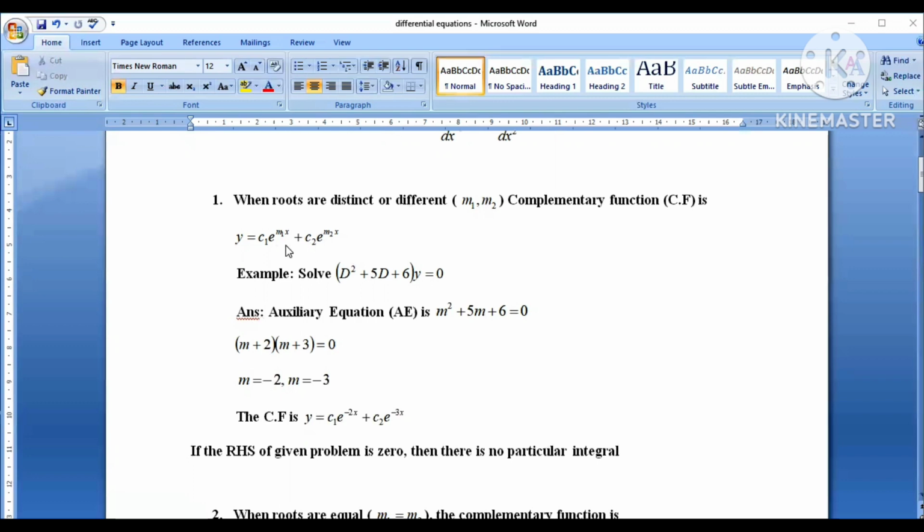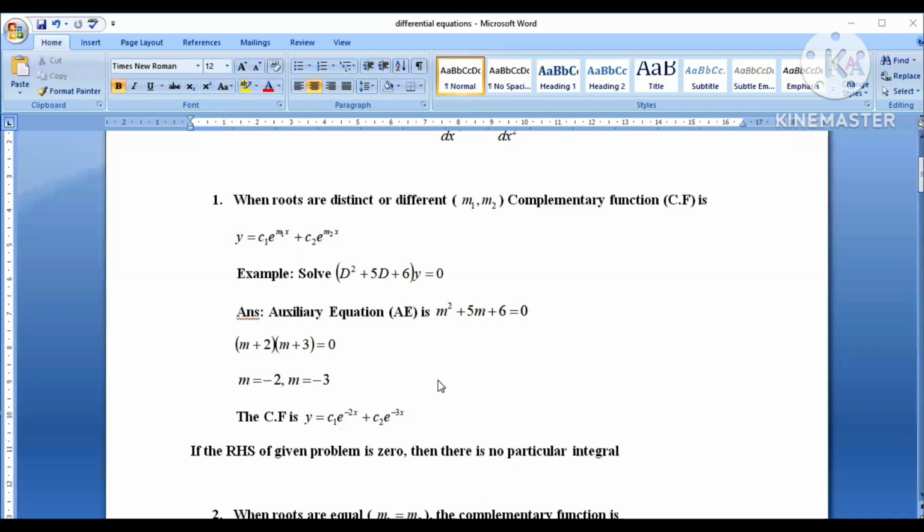First you have to write the answer: the auxiliary equation is m square, for d you have to apply m. So m square plus 5m plus 6 is equal to 0. So you have to factorize. If you factorize, m plus 2 into m plus 3 is equal to 0. So m is equal to minus 2, comma m is equal to minus 3. These two roots are different or distinct. That's why we can write the complementary function is y is equal to c1 e power minus 2x plus c2 e power minus 3x.